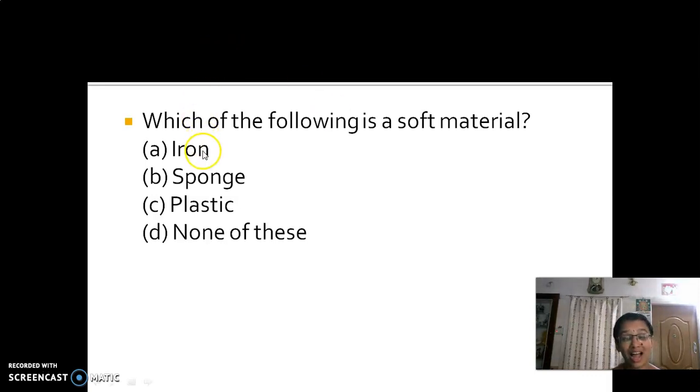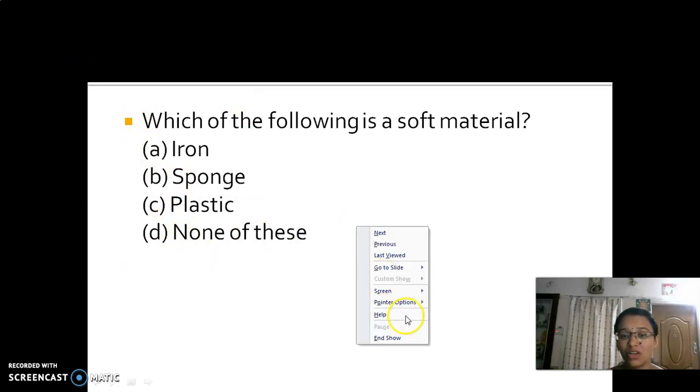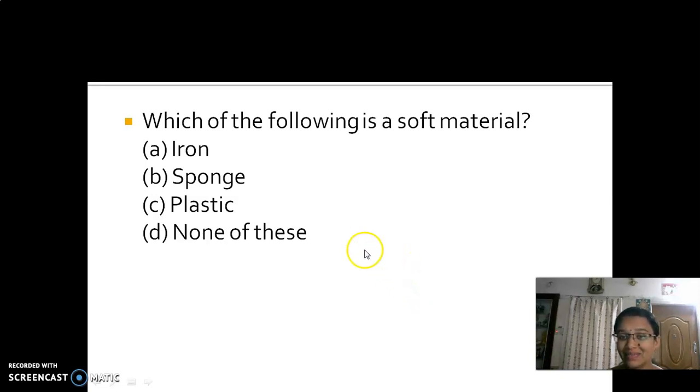Now look here. What is the first option? Iron. Are we able to compress iron? No. The second option, sponge. Are we able to compress it? Yes, easily. The next one, plastic. It is somewhat difficult. And the last one is none of these. Tell me what would be the answer, children? Yes, very good. The answer is option B, sponge. Sponge is a soft material.